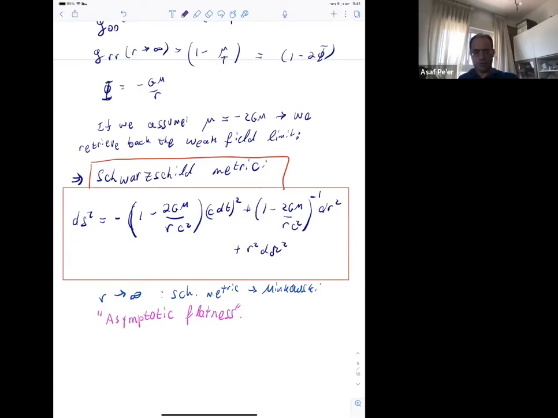Now, I do want to stress, this is not valid inside a star, because inside a star, there is matter. So if you try to say, okay, this will be the solution inside the sun, no, because inside the sun, T mu nu is not 0. Do you have any more questions?